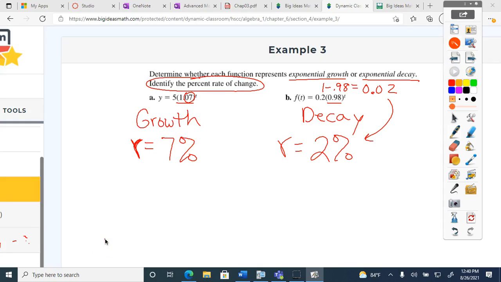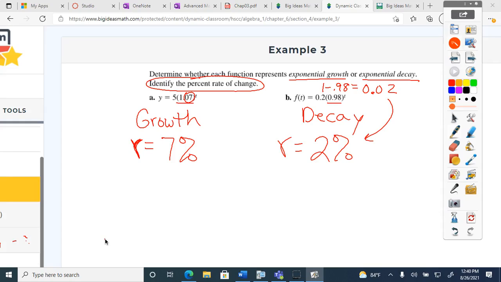What if the number in there is 1? Just 1? Well, then it should be neither. It's not going to grow or decay. It's just going to stay the same. Because when you multiply something by 1, does it change? No. 7 times 1 is 7, 8 times 1 is 8, 101 times 1 is 101. Okay? If you multiply it by 1, nothing changes.